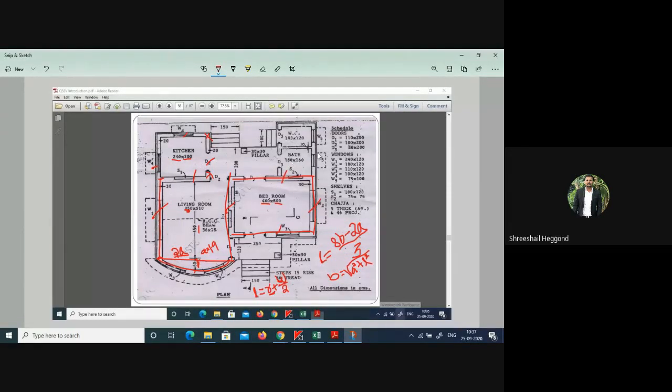And next, calculate for the bathroom and WC. This wall length can be calculated, that is a 20 centimeter wall. That can be written as 160 plus 120, which is 280, plus in between one wall thickness of 10 centimeter. That will be 290.